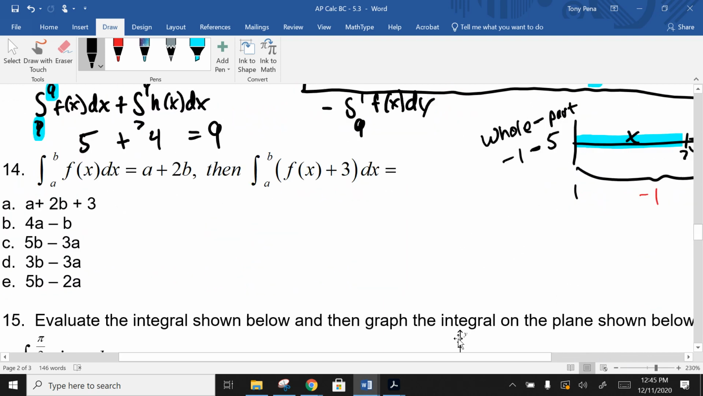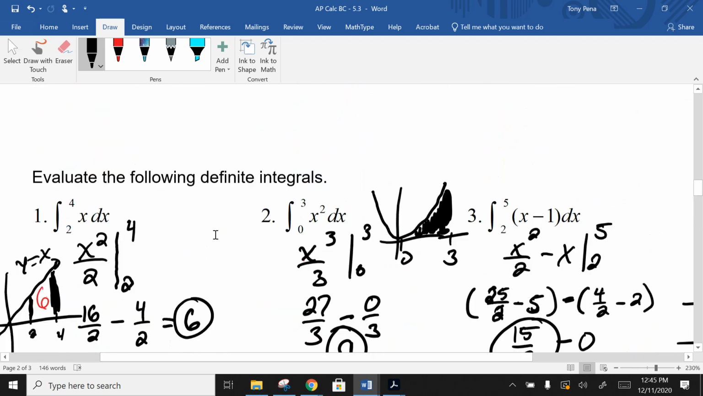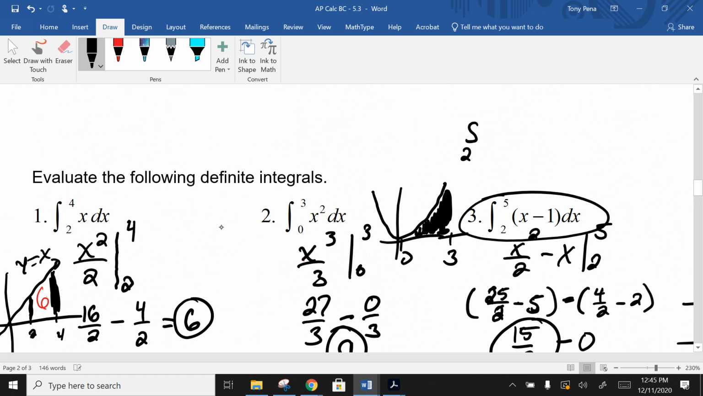Now, 14, here's where we really want to split our integrals. Most of the time, it's unnecessary to split our integrals. What I mean by that, again, is if I pop up here to number 3, we could, if we wanted to, and we definitely do not want to, write this as 2 to 5 integrating x and then subtract 2 to 5 integrating a 1. It's usually not worth our time. It creates more work than is necessary. But we could, if we wanted to, split this up. The reason we don't want to here is we know the antiderivative of x, we know the antiderivative of 1.